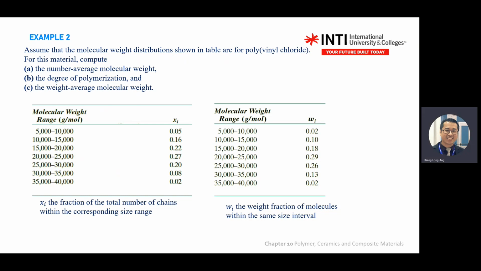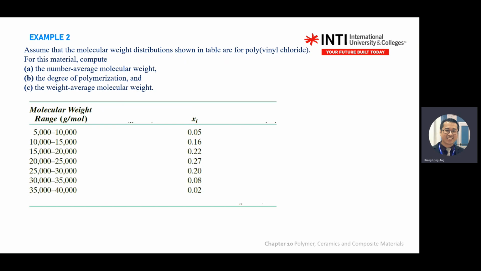Then the one on the right is the weight fraction of the molecules within the same size interval. So this is the weight fraction. Weight fraction also, if you add all together, you get 1. You get 0.2, 0.02, 0.1, 0.18. You add all together, you get 1. Okay, so first, we calculate the number average of the molecule weight.